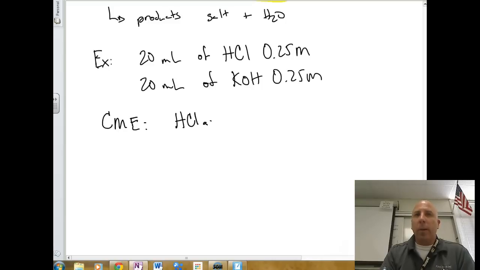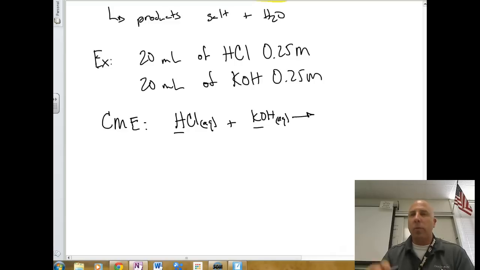We have HCl aqueous plus potassium hydroxide aqueous. We're going to treat this as a double replacement reaction with potassium and hydrogen just switching places. So we're going to form potassium chloride, and we're also going to form water, H2O. Essentially, we're forming HOH, which is really just water. Now, water is going to be a liquid.